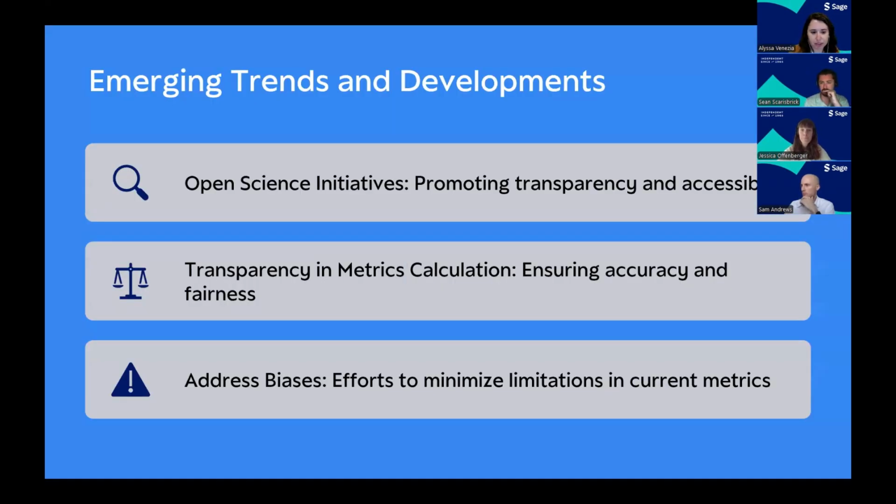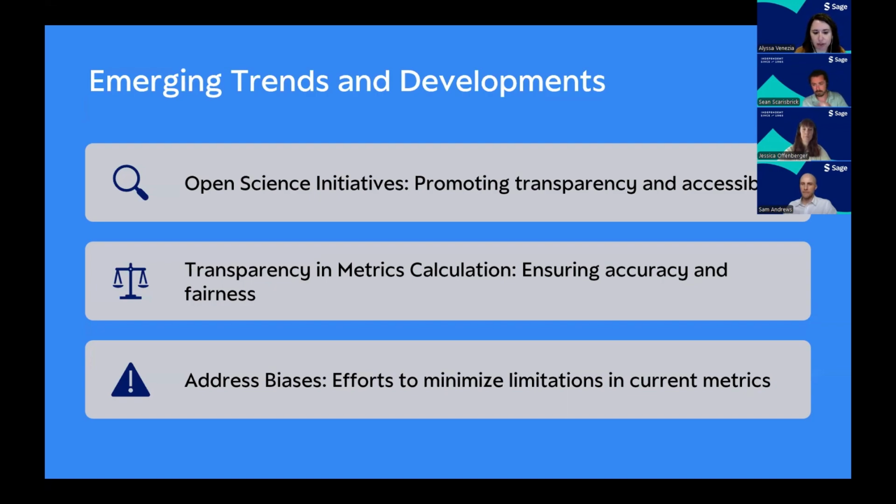And then as research metrics evolve, new trends are shaping how we assess the impact and visibility of scholarly work. One key development is the shift towards open science initiatives, where transparency in research outputs and data sharing are emphasized. Open access publishing and preprints have made research more widely available, and that affects how impact is measured beyond our traditional metrics. Another major trend is increased transparency in metric calculation. Many institutions and publishers are working to ensure that impact metrics are clear, reproducible, and free from manipulation. This helps researchers better understand what these numbers truly represent.